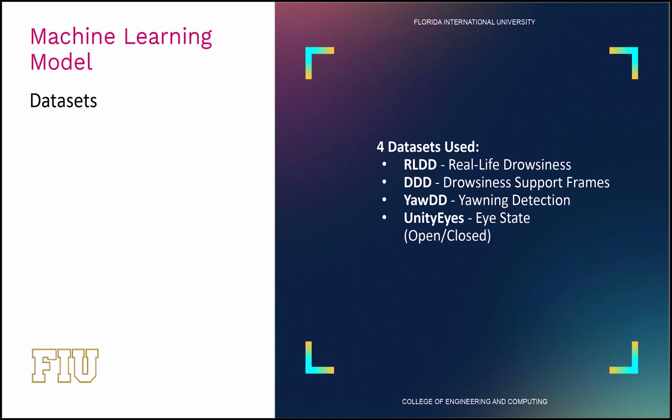We use 4 datasets. RLDD and DDD provide labeled frames for drowsiness. GoDDD helps with classifying yawning, and Unity Eyes enables blinking detection using eye state labels. Due to their size, these datasets are referenced but not included in the GitHub repo.